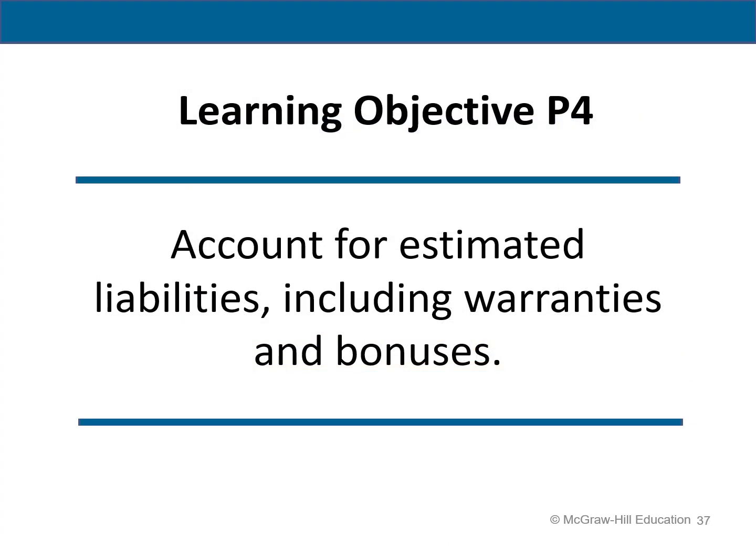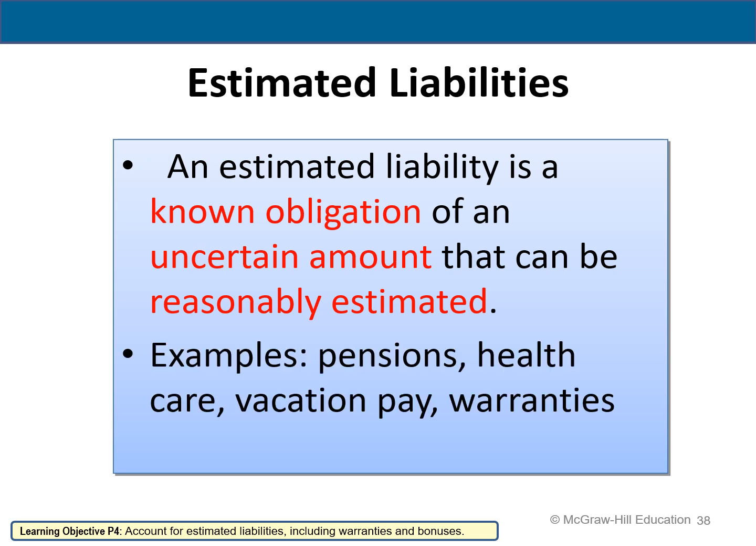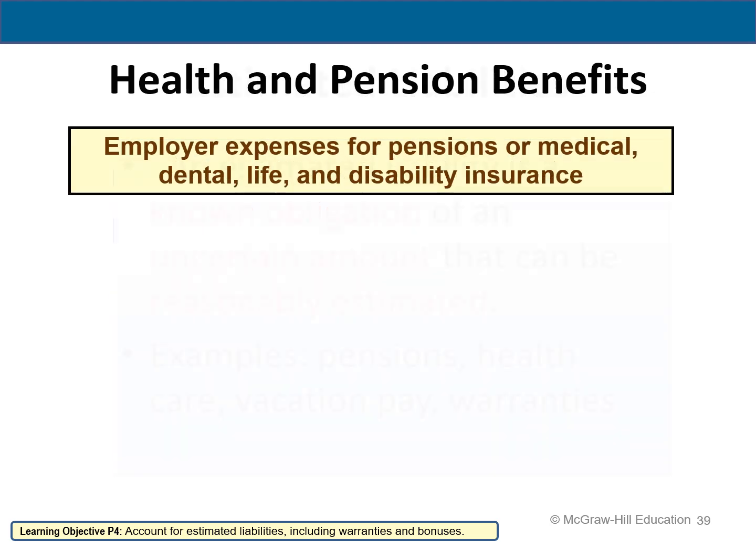All right, so accounting for estimated liabilities, warranties, and bonuses. An estimated liability is a known obligation of an uncertain amount that can be reasonably estimated. Common examples of these would be employee benefits, such as pensions, healthcare, vacation pay, and warranties that are offered by a seller.